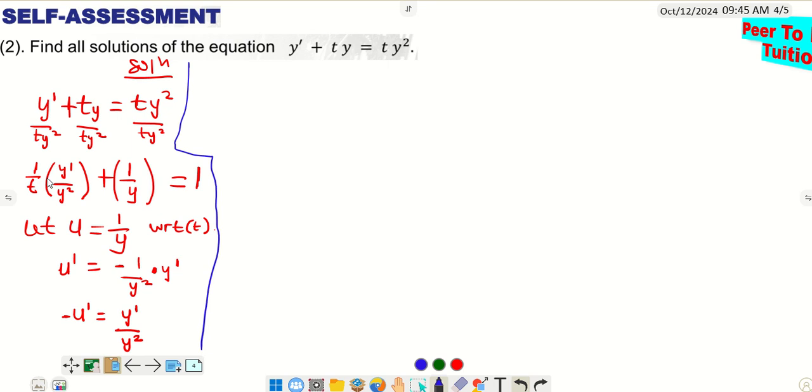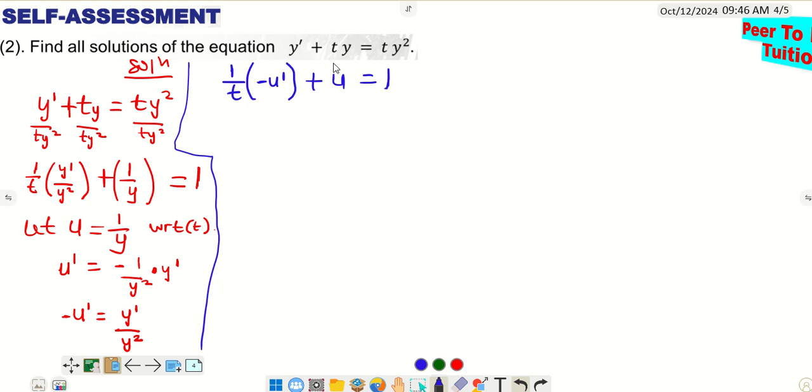So coming back to this, I have 1 over t into brackets. I have y prime over y squared, and y prime over y squared is negative u prime. Negative u prime plus 1 over y, and 1 over y from here is u, so we have u should be equal to 1.